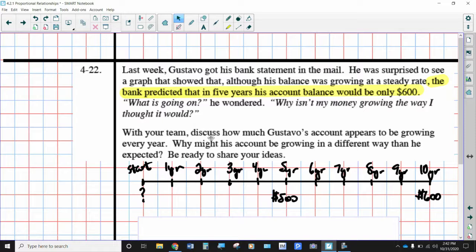You don't have your team with you right now, but you can think about how much Gustavo's account appears to be growing every single year. And I've created this kind of a number line to sort of represent that situation.